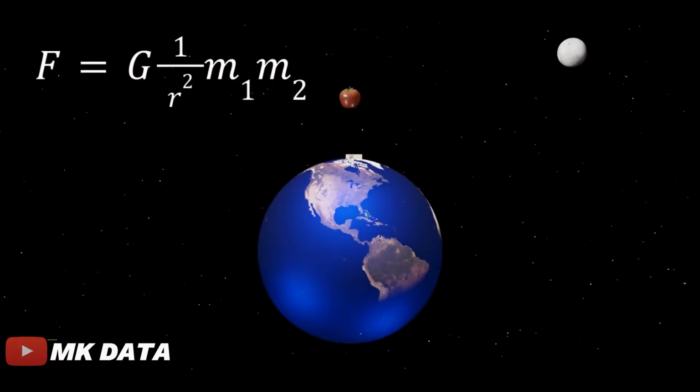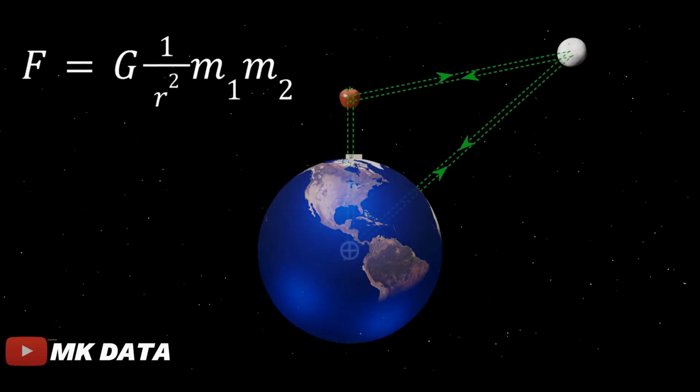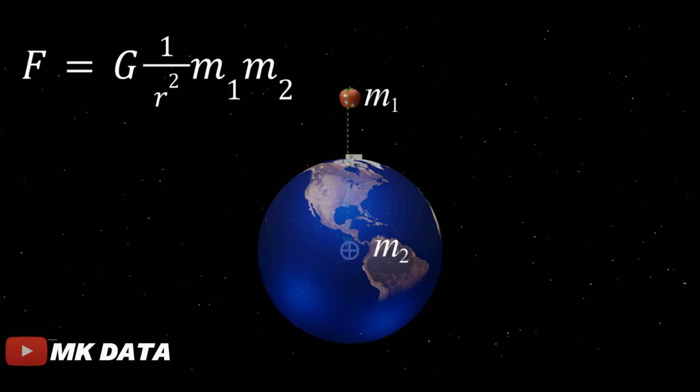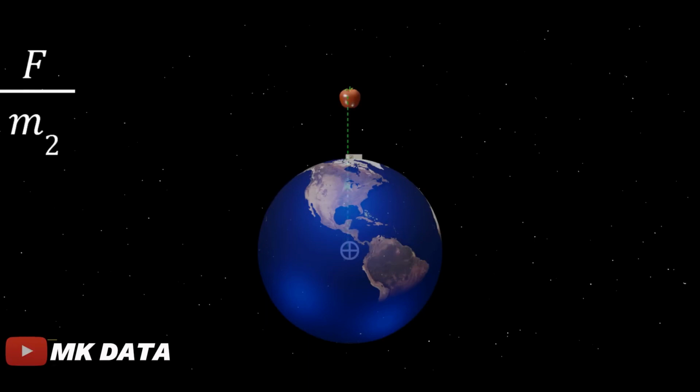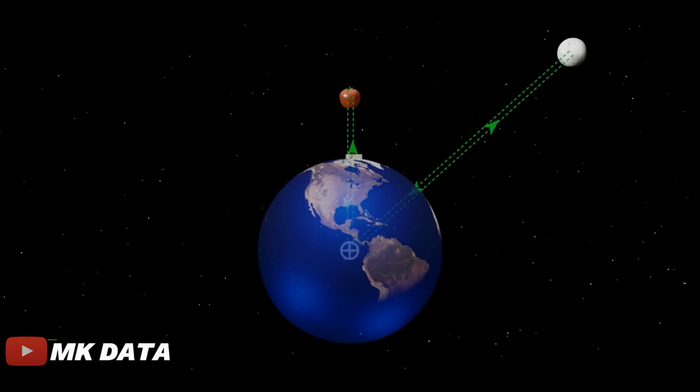According to the Universal Law of Gravitation, all the objects in this universe attract each other. In this case, the Earth attracts the apple with a force value defined by this equation. The apple also attracts the Earth with the same force value. However, the Earth doesn't move to the apple because when you divide this force by the mass of the Earth, the acceleration value becomes negligible. The case is the same with every other object in the universe.